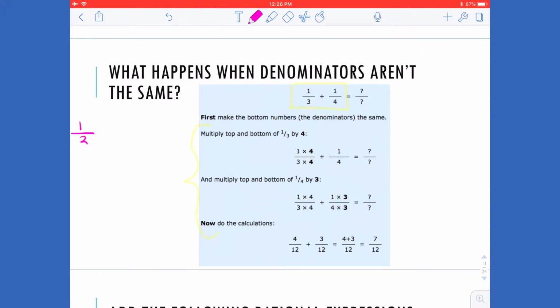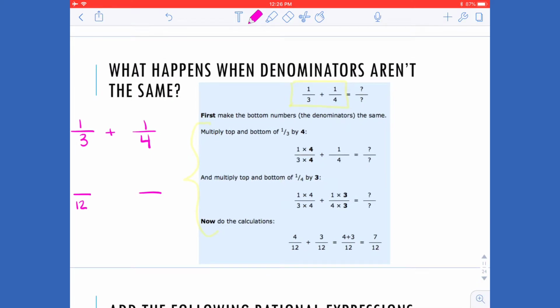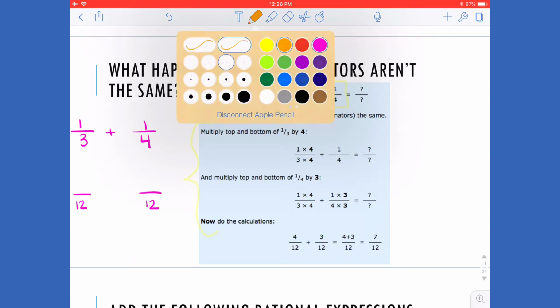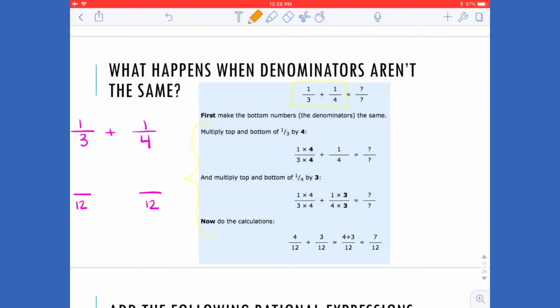And so the best way I like to think about this is I'm going to write out my fractions. And I'm going to say, what is the least common multiple that 3 and 4 share? And that does happen to be 12, which is the same value I would get if I multiplied 3 and 4 together. The least common multiple and what you get when you multiply the denominators together may not always be the same.